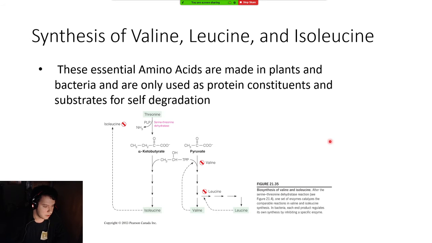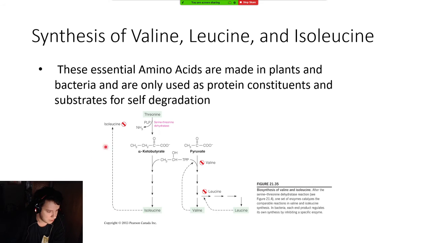So we now have 2 of these alpha ketoglutarates from the 2 previous amino acid steps, and we can use those to make isoleucine, valine, and leucine. The book's pretty vague about how they're actually made. It just says a lot of different complicated steps. So we're not going to talk about it too much, but they are all self-regulating.